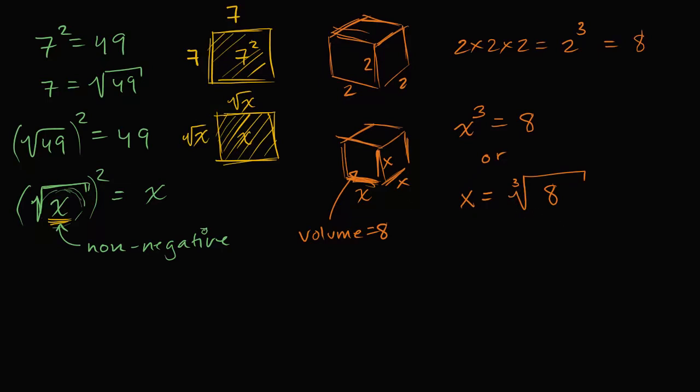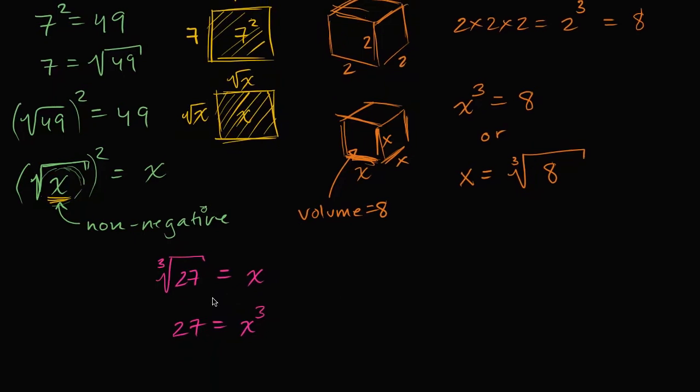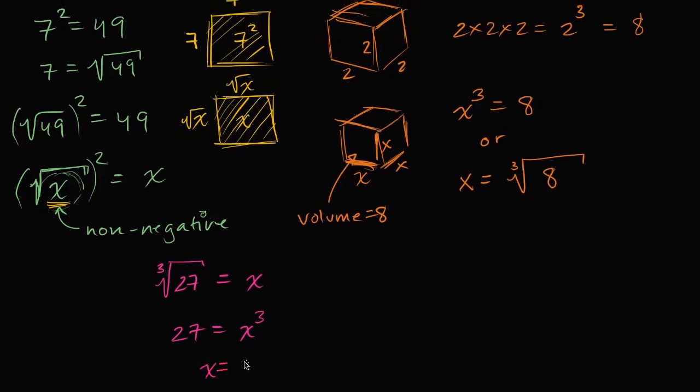Let's say that I want to calculate the cube root of 27. What's that going to be? Well, if I say that this is going to be equal to x, this is equivalent to saying that 27 is equal to x to the third power. So what is x going to be? Well, x times x times x is equal to 27. Well, the number I can think of is 3. So we would say that x is equal to 3.